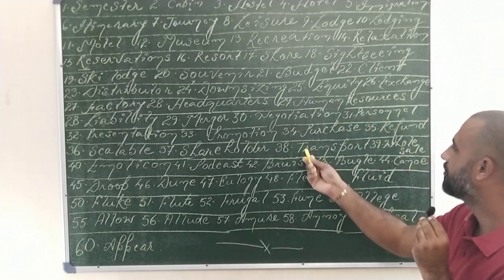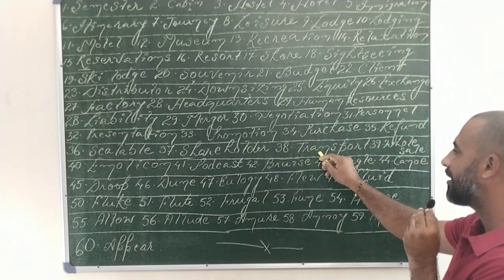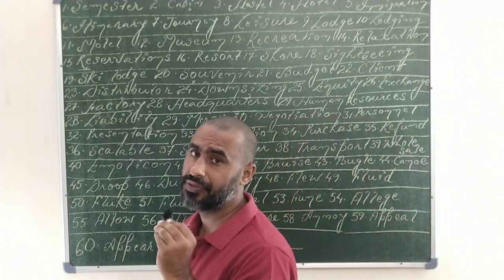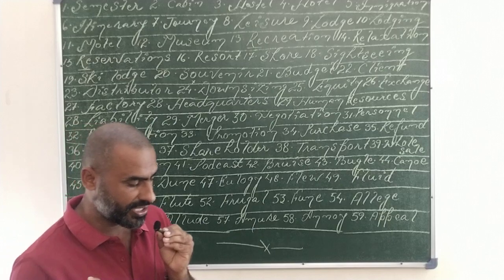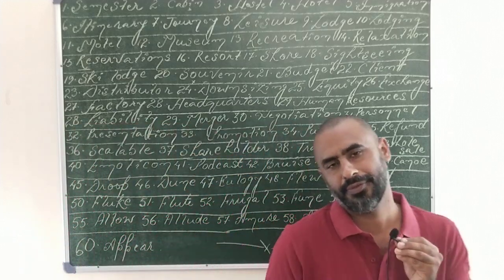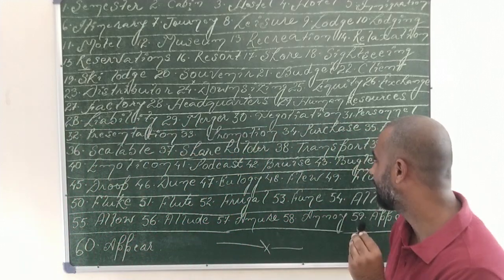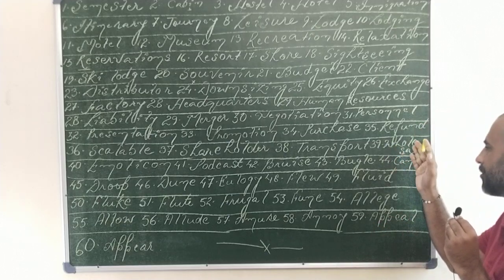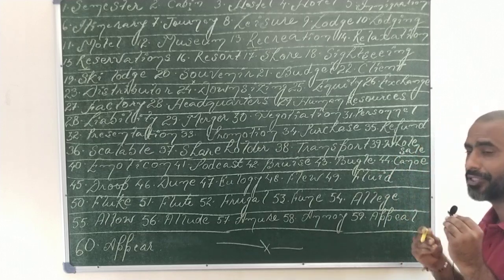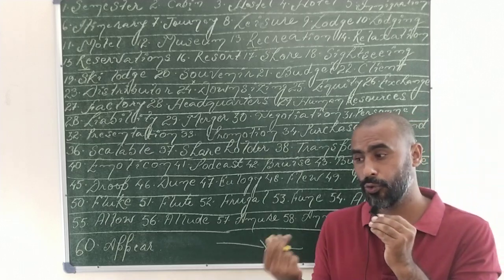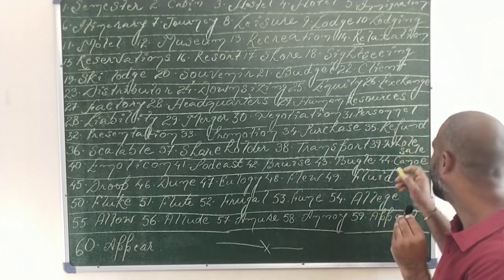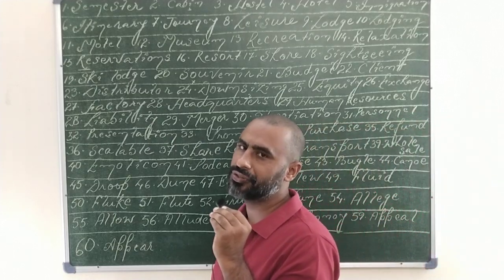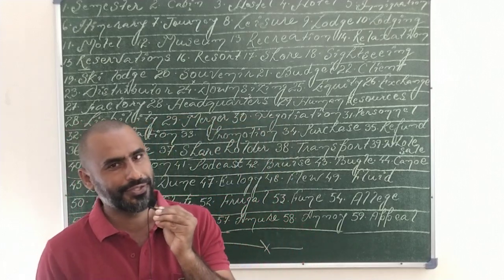Okay. Next one, number 38, T-R-A-N-S-P-O-R-T. It's not transport. You need to pronounce this word as transport. Say with me, transport. One more time, transport. Correct. Next one, W-H-O-L-E-S-A-L-E. So you think that it's very easy to say that word. You will only say wholesale. It's wholesale. So L is silent in that word. So the word's pronunciation will be wholesale. Say with me, wholesale. Correct.